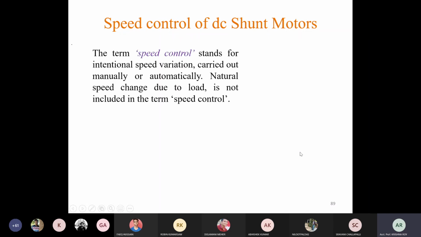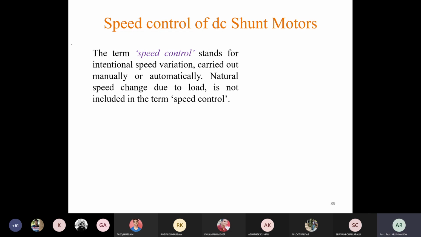Okay, so what do you mean by speed control if someone asks? So how to describe it? The term speed control means the intentional variation of speed as per our requirement. Okay, it may be manual, that means we can control the speed either manually or automatically. So speed control is the intentional variation of speed as per our requirement, either manually or automatically.